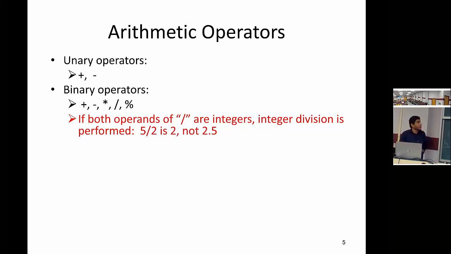What I mean by this is, if we divide 5 by 2, your output will not be 4.5, as expected. It will only be 2. The reason is 5 is an int, 2 is an int, that means it's an integer division, that means the destination is also an int, and then it will do truncation. So it will give you only 2.